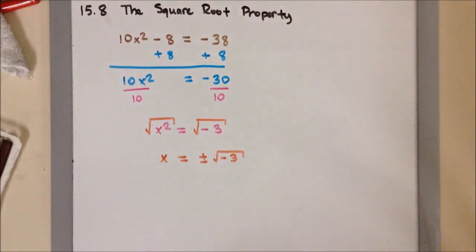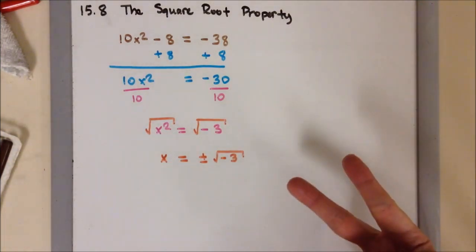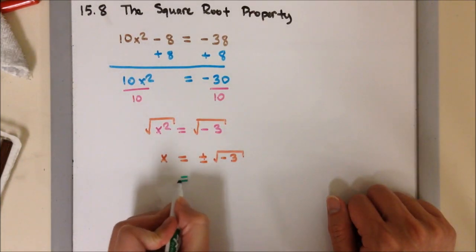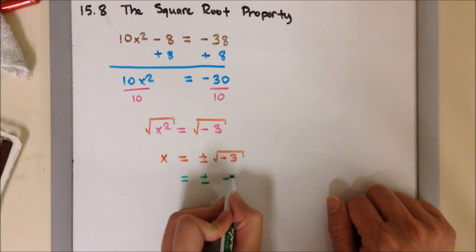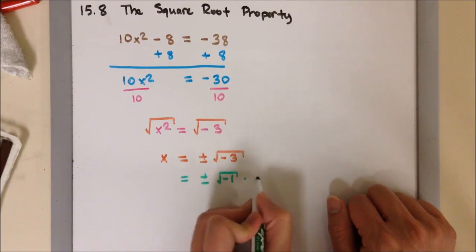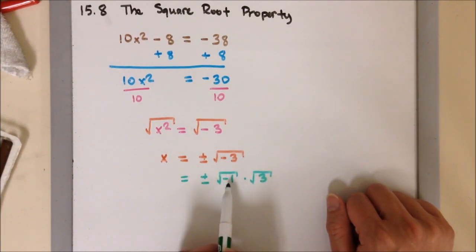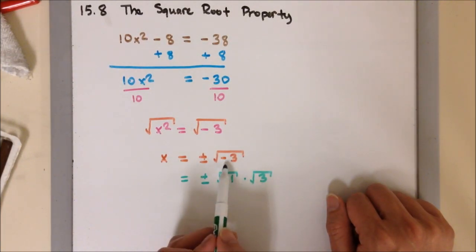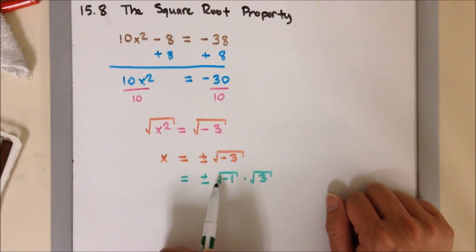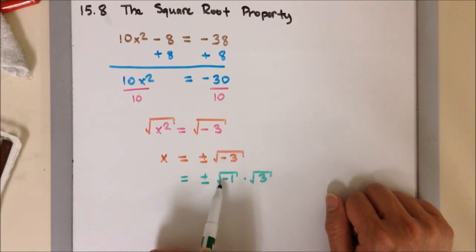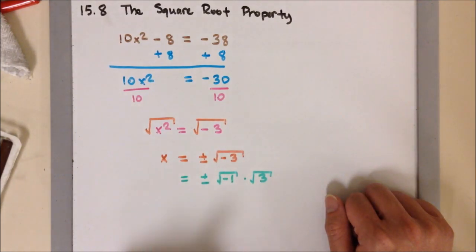So what I'm going to do is break down negative 3 into two numbers, where one of the numbers is going to be negative 1. So plus and minus the square root of negative 1 times the square root of 3. So we know that negative 1 times 3 will equal negative 3, which is great, because now we have a positive square root of 3, and here you can rewrite the square root of negative 1 into an imaginary number.